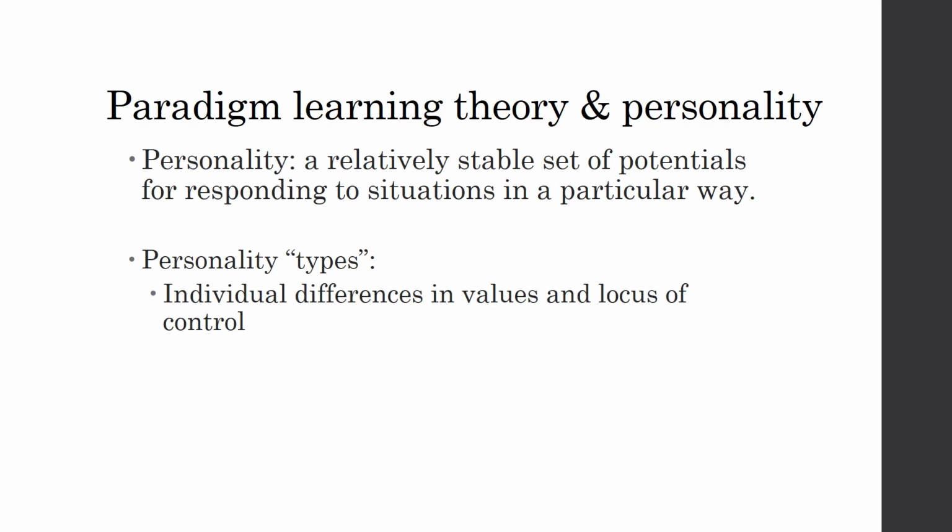So specifically in terms of personality, Rotter thought of personality as a relatively stable set of potentials for responding to situations in a particular way. Rotter showed that if you put people in different situations, they would respond differently. So a person might be outgoing in classrooms, but shy in a dating situation. But people behave similarly within the same types of situations. So that person is outgoing across all classroom situations and shy across all dating situations. As for personality types, he just referred to individual differences in the types of values that people held or their locus of control.